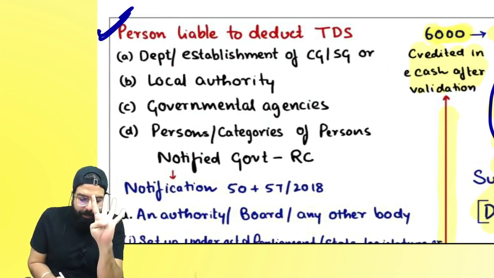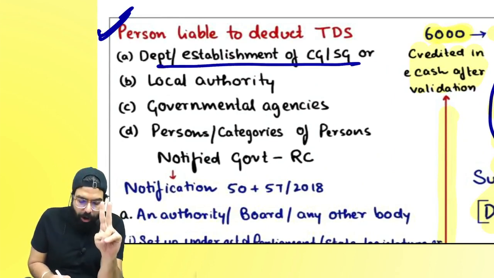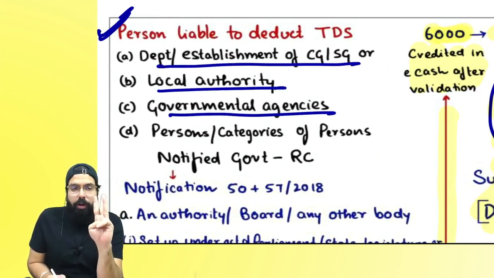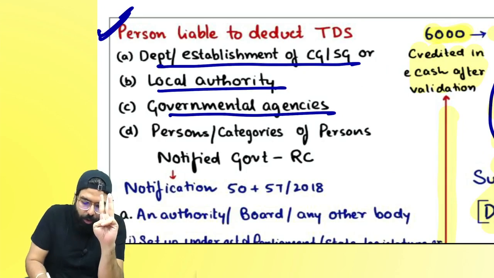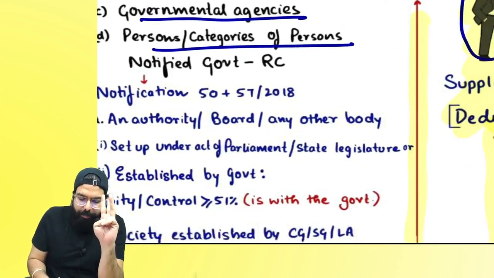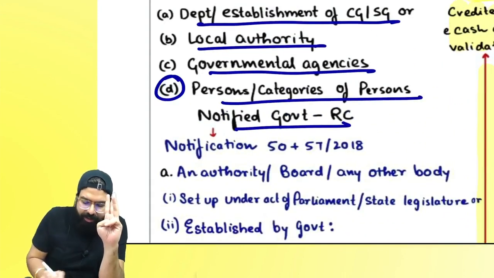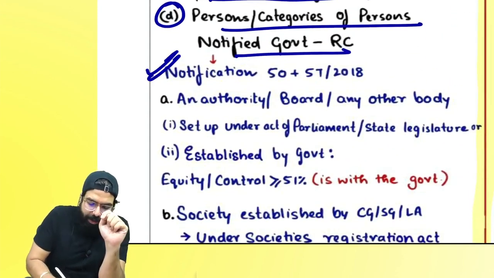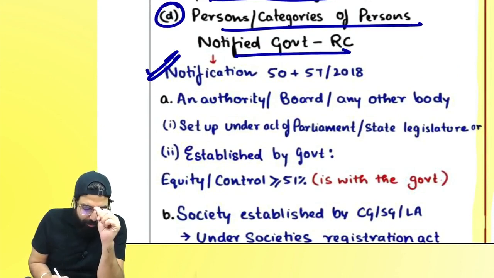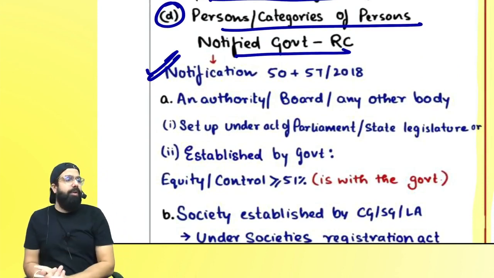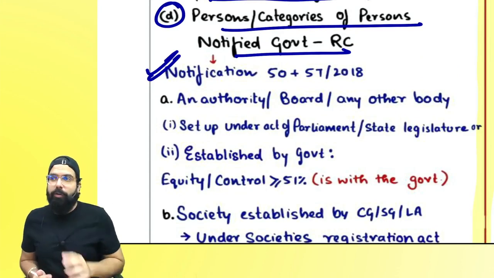Number 1 is a department of the Central Government, State Government, or a local authority, or a governmental agency, or a person who is notified by the government on the recommendation of the Council. And this is the D category, which is the notified category. The notifications issued are notification number 50/2018 and notification number 57/2017.